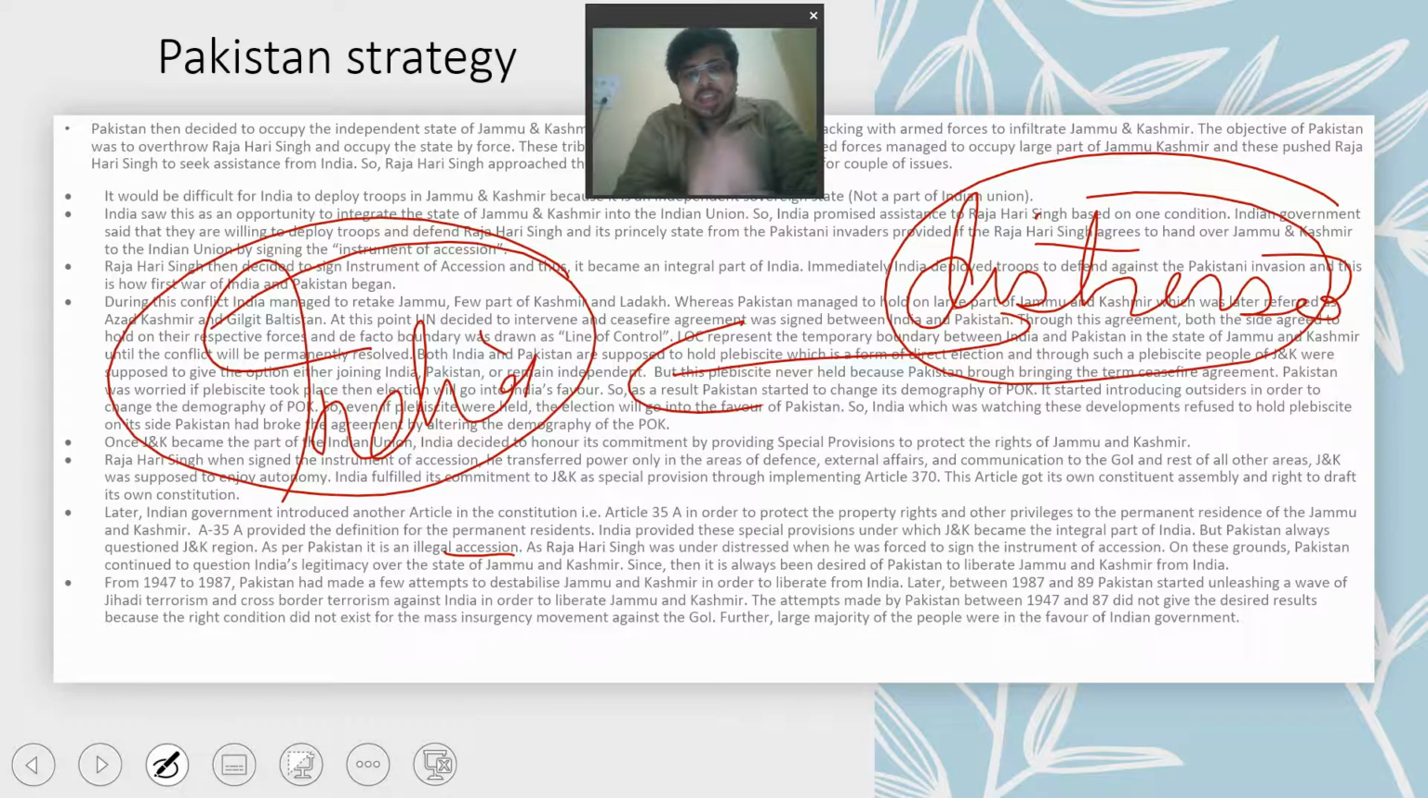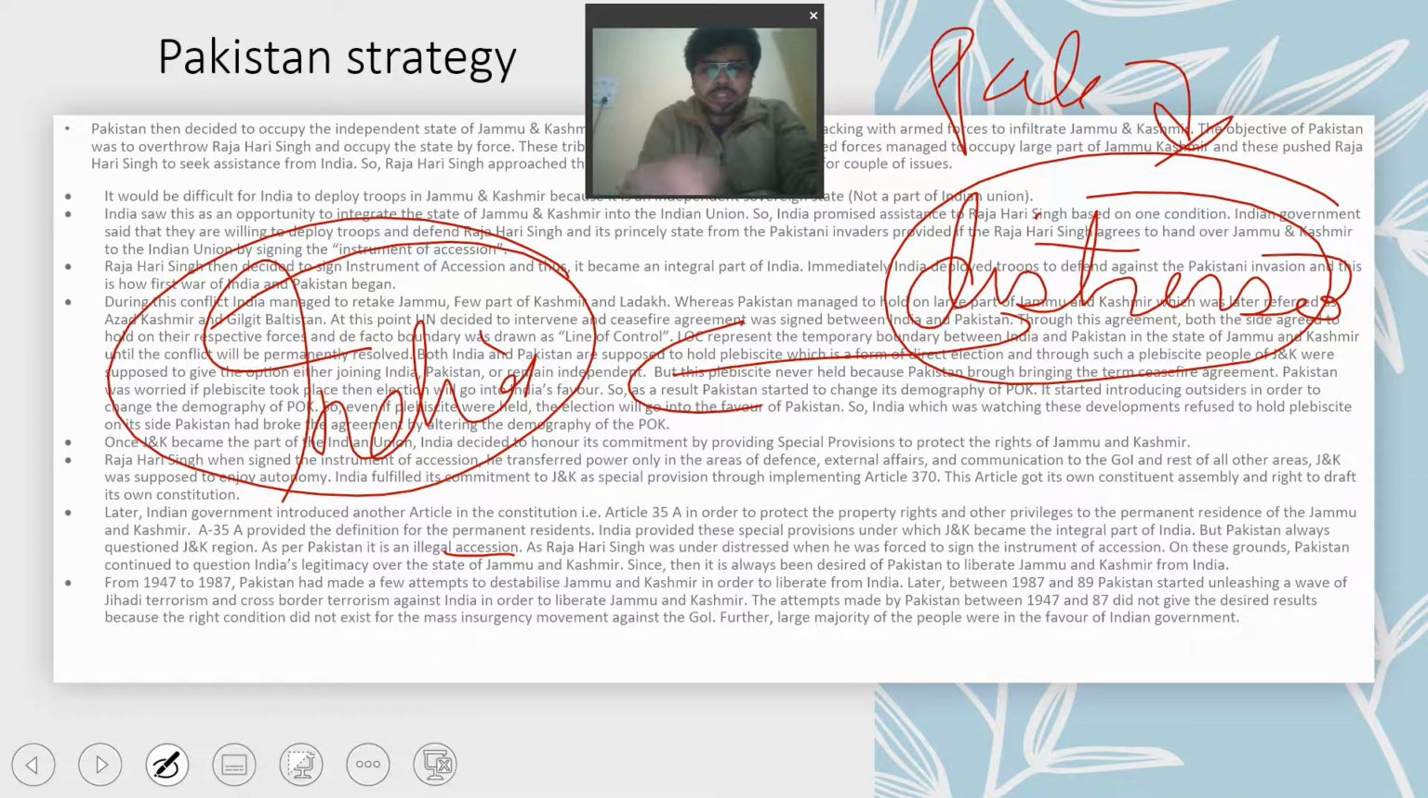But who kept Raja Hari Singh in distress? It was Pakistan only. Then why are you claiming that Raja Hari Singh was in distress and he went to India for help? You made Raja Hari Singh to be under pressure. You pressurized Raja Hari Singh, and that's why Raja Hari Singh came in the favor of India. So that is the claim of Pakistan, that due to pressure Raja Hari Singh was forced to sign with India. But it is not like that. You only pressurized Raja Hari Singh.